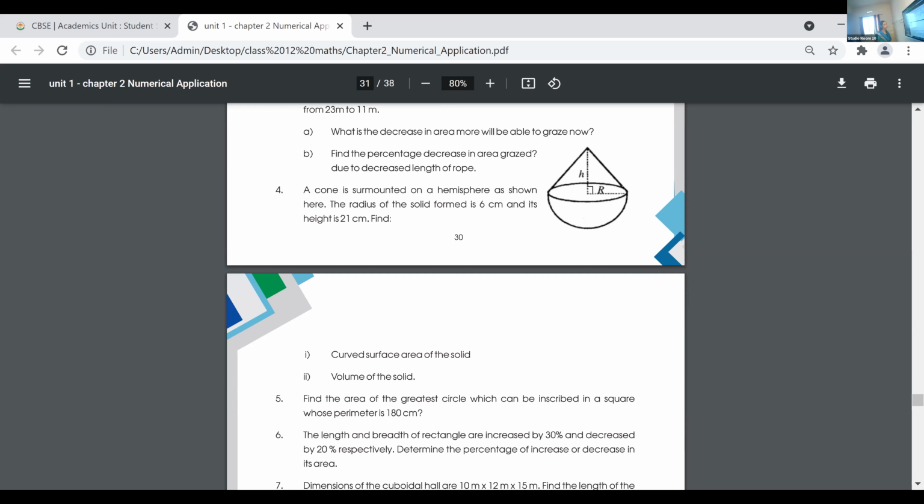A cone is surmounted on a hemisphere. The radius of the solid is 6 centimeter and the height of the solid, meaning the total height, is given as 21. Find the CSA and the volume. Okay, draw that figure also.